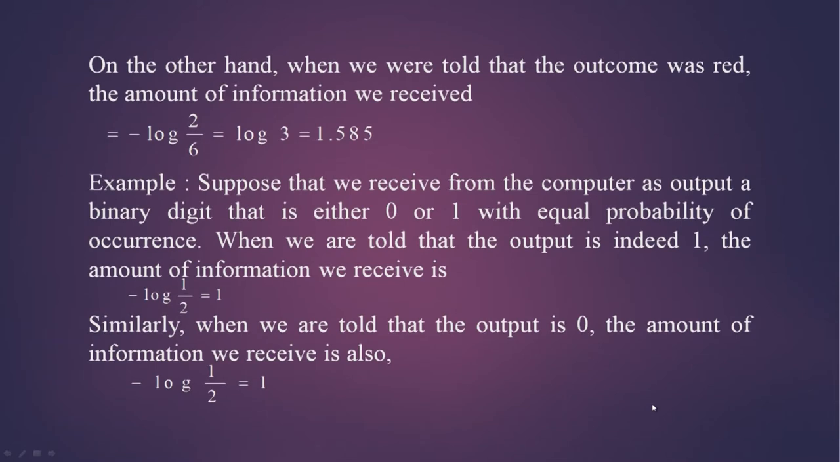Another example, suppose that we receive from the computer as output a binary digit that is either 0 or 1 with equal probability of occurrence. When we are told that the output is indeed 1, the amount of information we receive is minus log half, because there are only two possibilities, 0 and 1. So, that is why the probability will be 1 by 2, and the amount of information will become minus log half, that is 1. Similarly, when we are told that the output is 0, the amount of information we receive is also minus log half, so it will be 1.